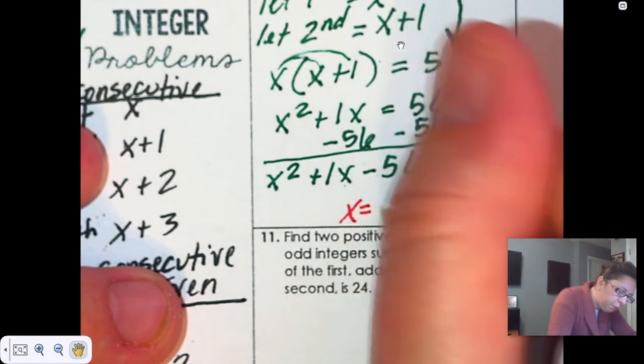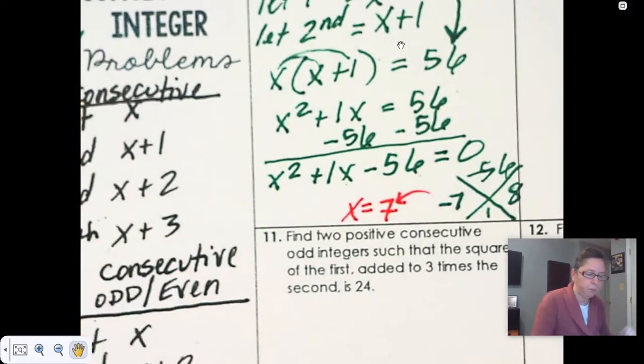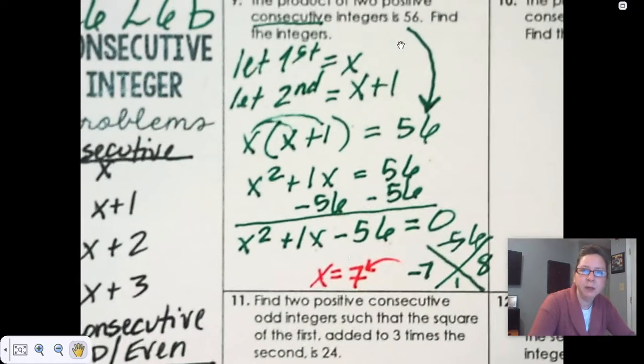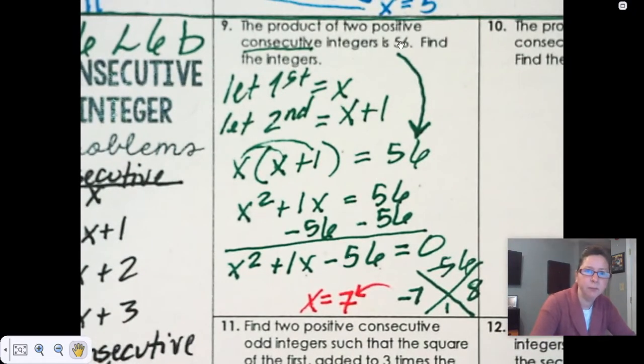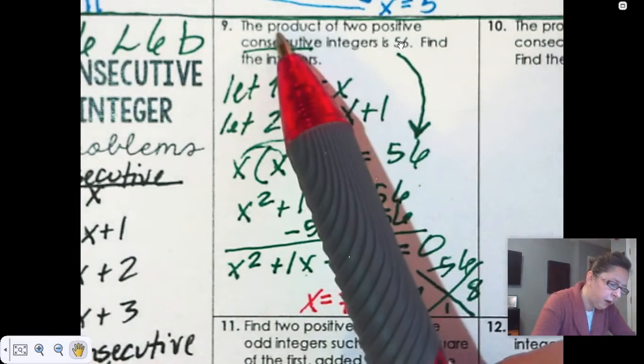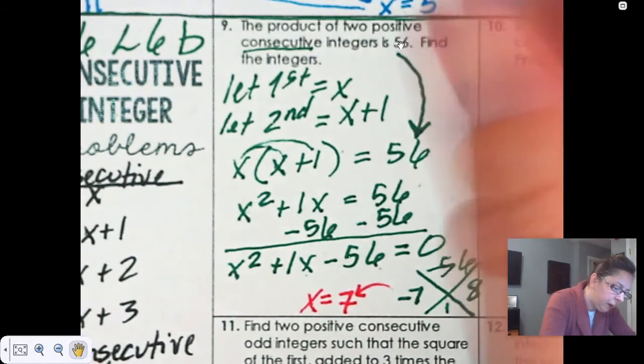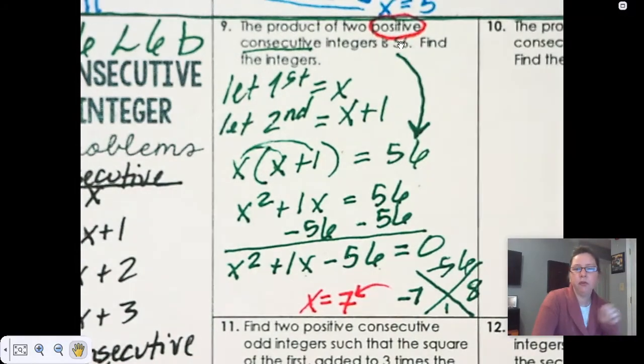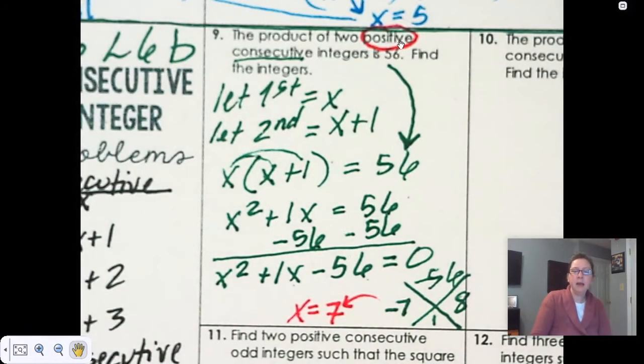X equals positive 7. So why did I not want to use a negative solution here? Okay, so it's in the instructions, but it's very well disguised. This says the product of two positive consecutive integers. If they had said negative there, then I would have used x equals negative 8.